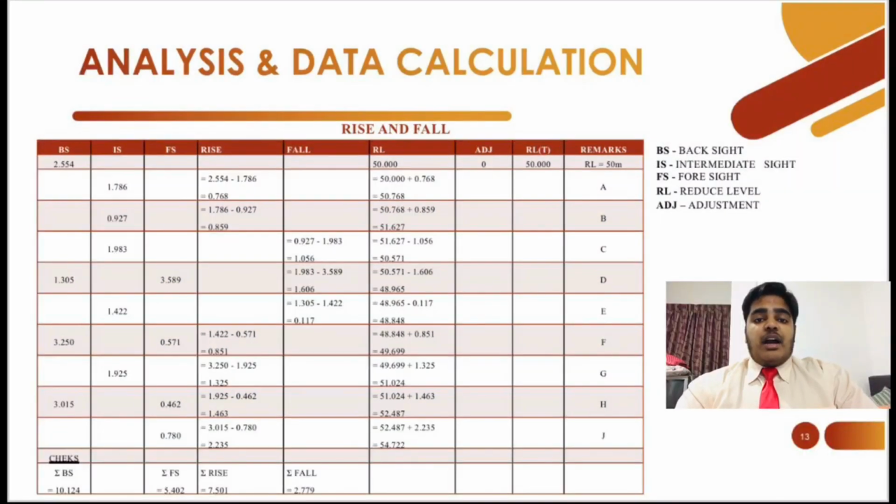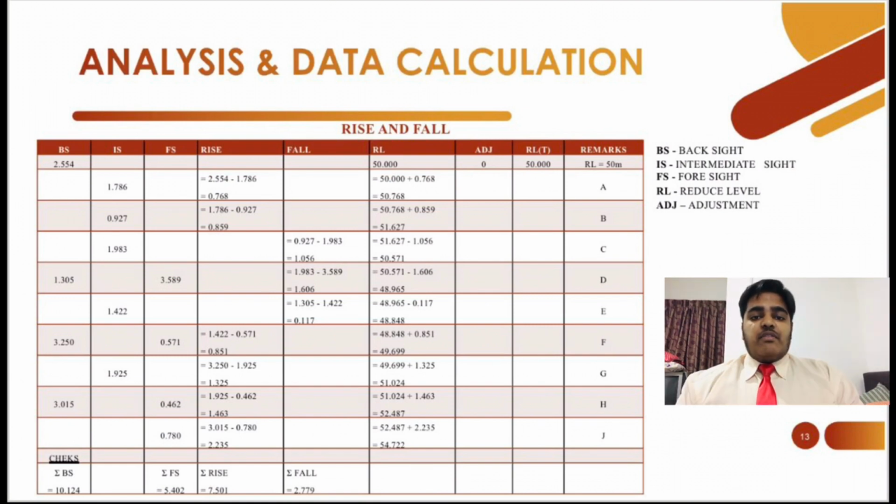Now we will see how to get the values of rise and fall. The first value, which is in the BS, we minus with the second value, which is in the IS. If the answer that we get is positive, it will be in the rise. If the answer is negative, it will be in the fall. This method is followed for the following values step by step. After calculating, we get the sum of rise, which is 7.501, and the sum of fall, which is 2.779.